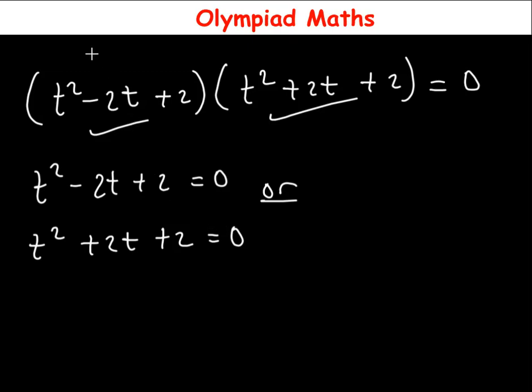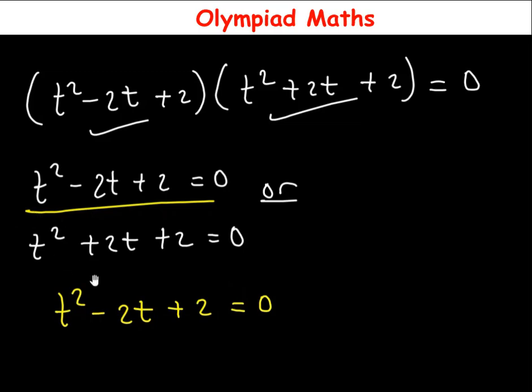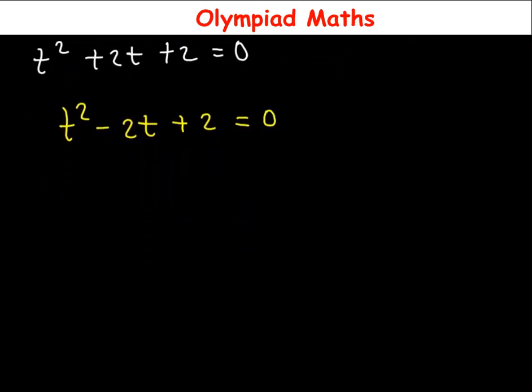Now we have two equations, so let us solve these equations separately. Let's first start with this equation right here, which is t squared minus 2t plus 2 is equal to 0. Now looking at this, what we have is a quadratic equation, and to solve for the value of t, we're going to make use of the quadratic formula.